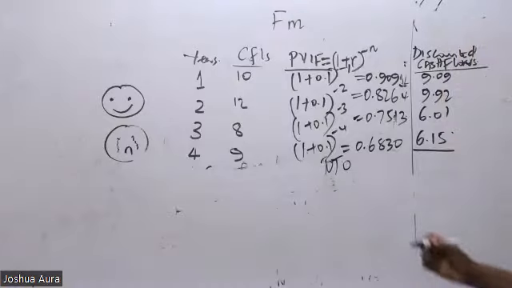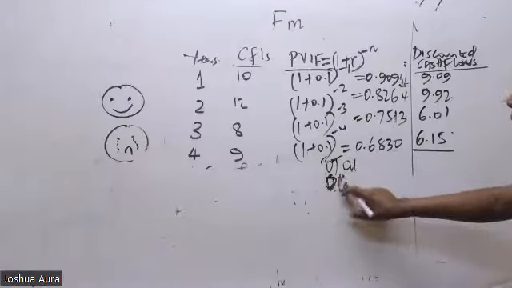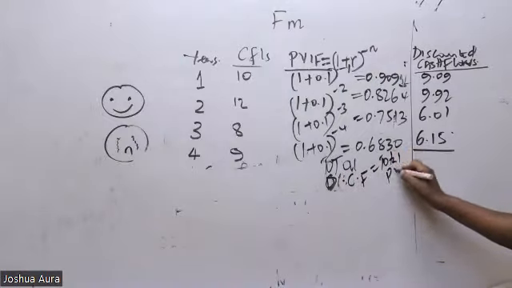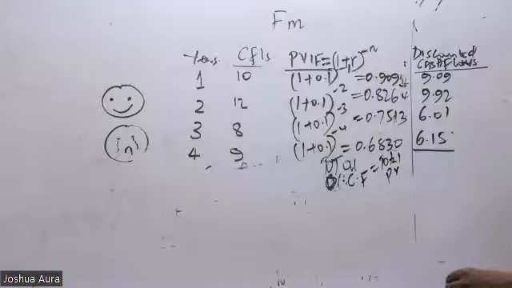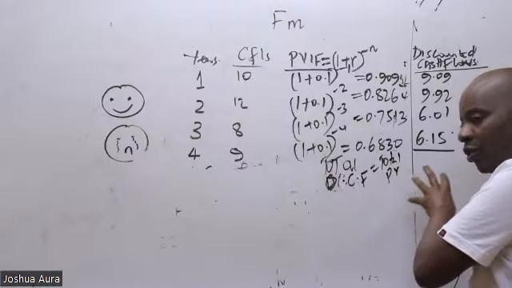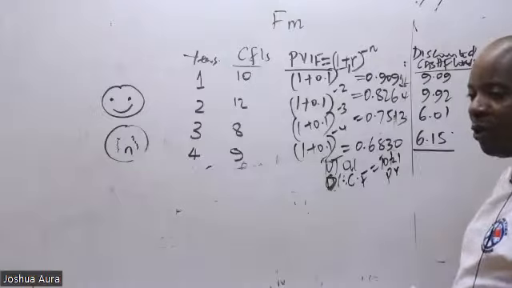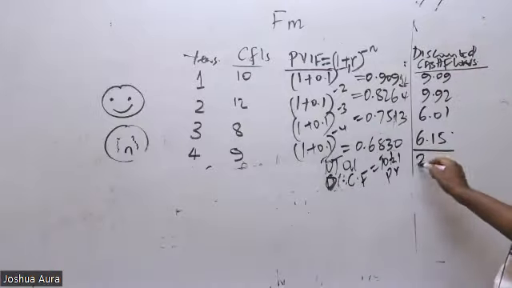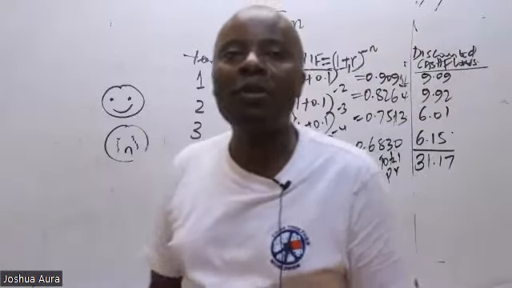It is total discounted cash flow, which is the same as total present value. So is there somebody who can give us the total DCF, total discounted cash flows, which is the same as total present value? According to Venus, total present value is 31.17.